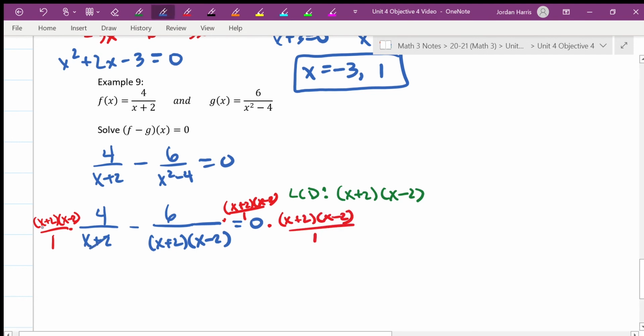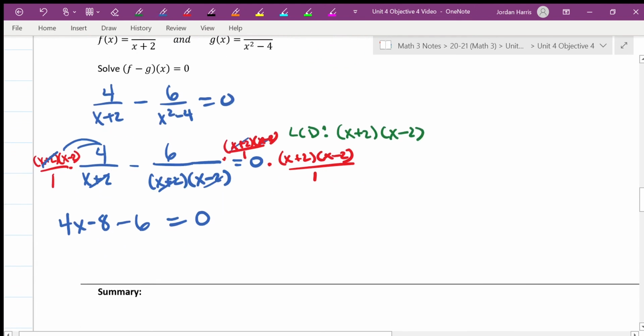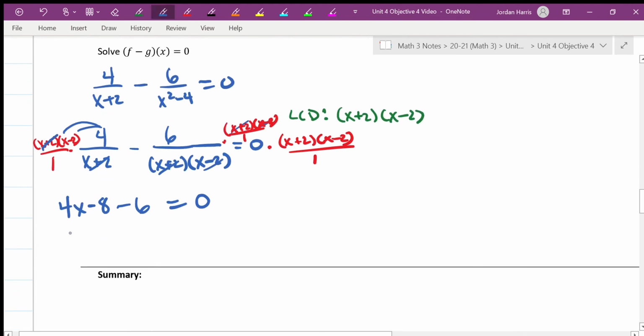Okay, so the first one, x plus 2 simplifies, distribute the 4, 4x minus 8. The second one, both simplify, minus 6. Equals 0 times anything is 0. Doesn't matter that it's a whole bunch of crazy values, just 0. So combine 4x minus 14 equals 0. I'm going to add 14 to both sides. And I get 4x equals 14.